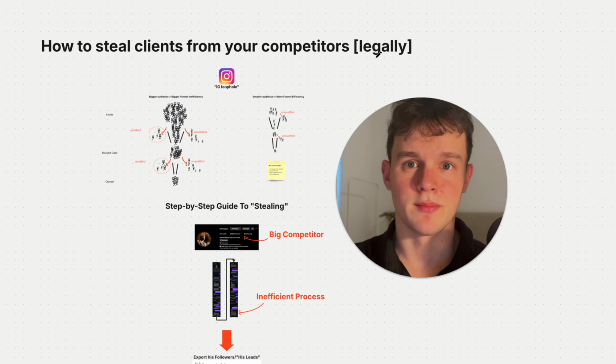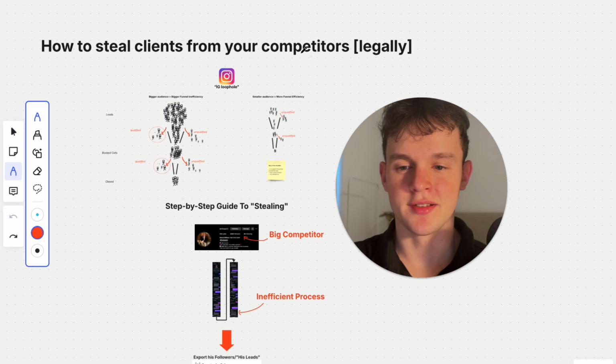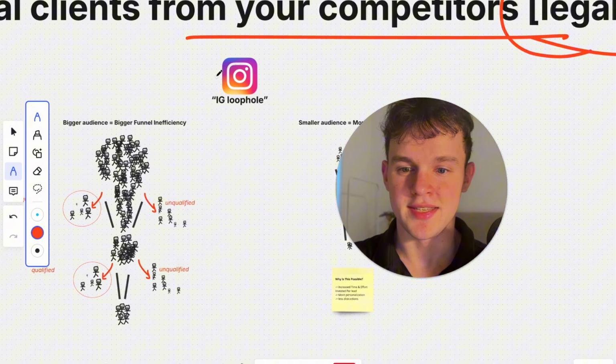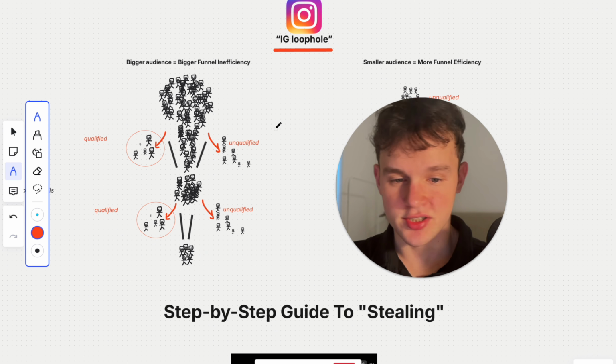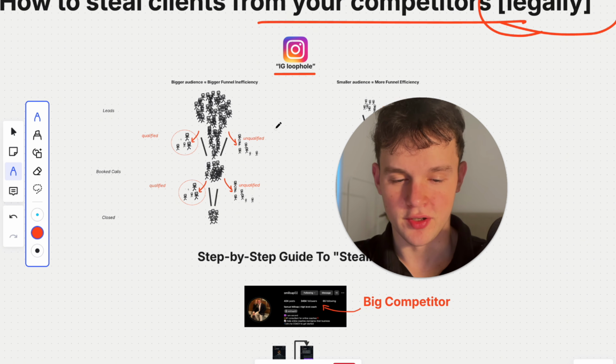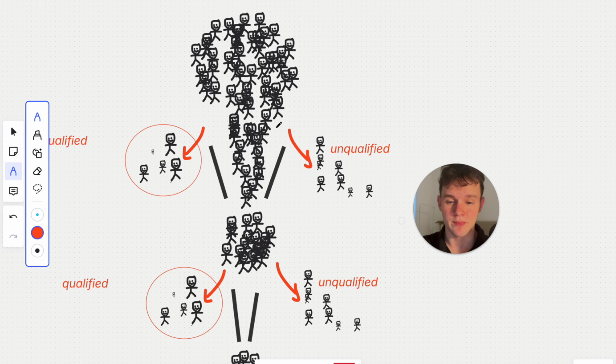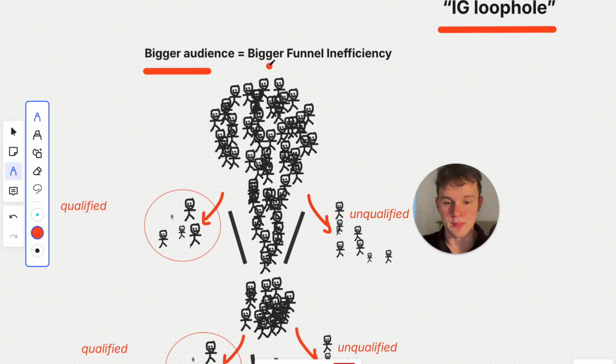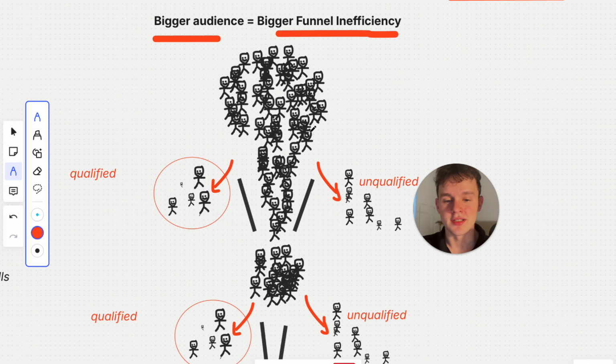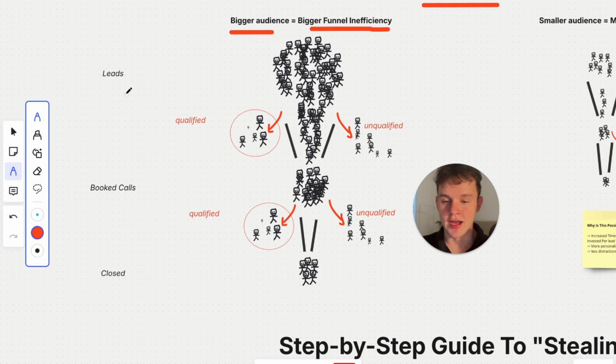Alright, so here's a step-by-step breakdown on how to steal clients from your competitors and do all of that legally with the IG loophole method. You see, let's just compare your funnel and your competitor's funnel, right? Your competitors likely have a bigger audience than you, have more people watching them, but this also means that they have bigger funnel inefficiency. Funnel inefficiency is defined like this: you have the funnel steps, leads, book calls, and close. Let's just take these three, for example. And the funnel inefficiency is losing qualified leads within these funnel steps, even though you don't want to lose them.